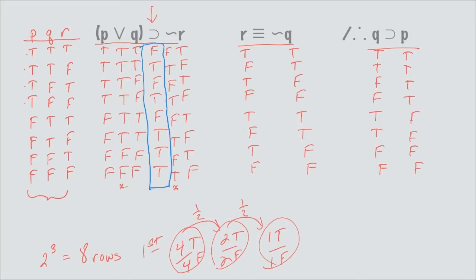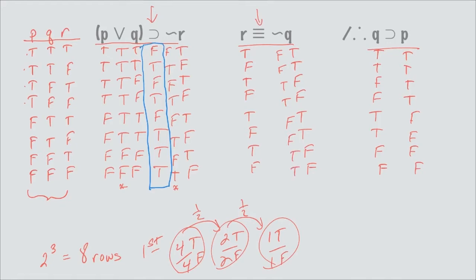Now I'll move over and do the same thing for the biconditional. This is the main connective. So let me start with the negation. Again, this one, it's true, true, false, false. So all I have to do is flip each of these. False, false, true, true, false, false, true, true.